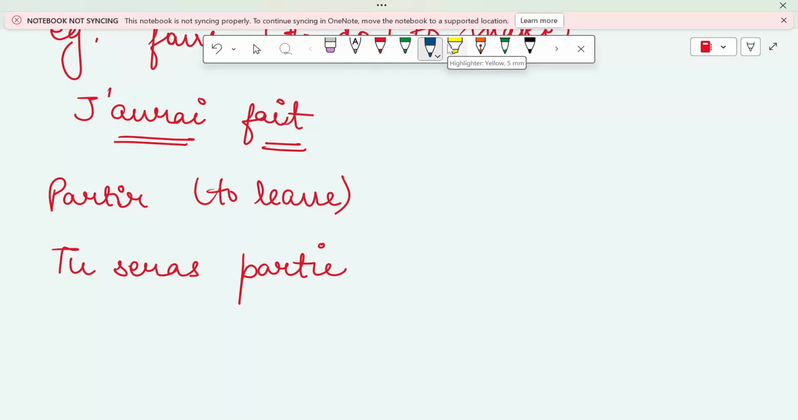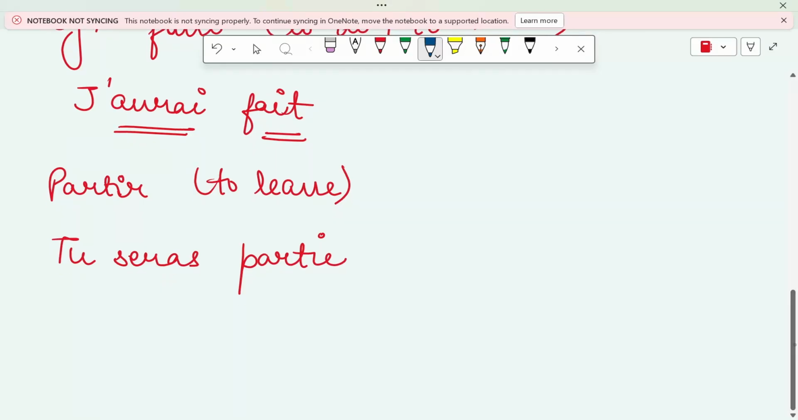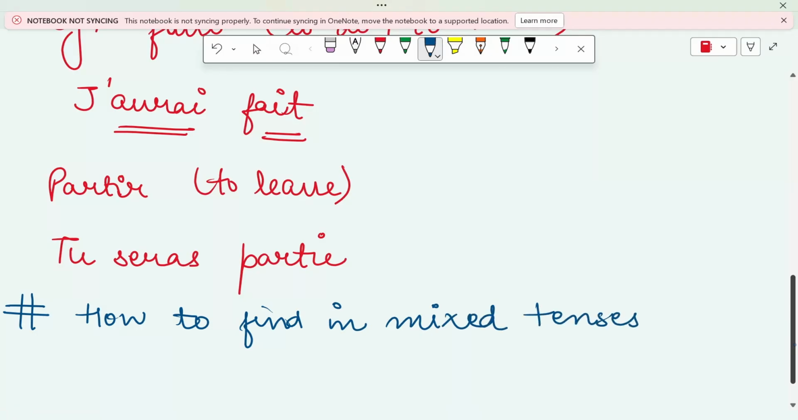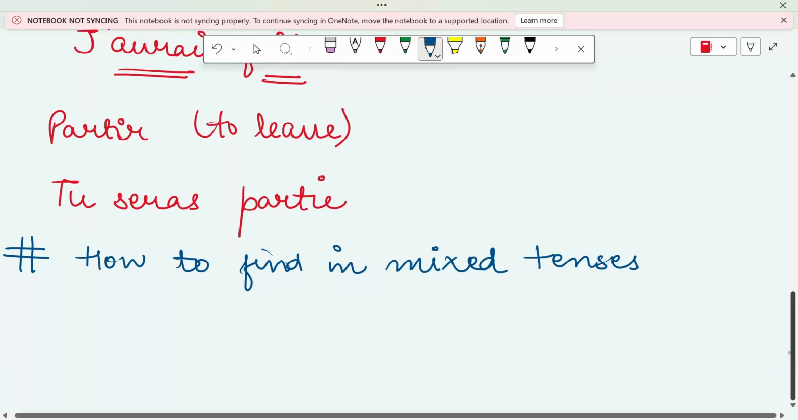So how will you actually identify when to put futur antérieur and when not to? As we said, this is a grouped action. It will lead to another action in our futur simple. So in your sentence, whenever there is a question for futur antérieur, you will always get two actions. One will be of futur antérieur and another of the futur simple. So, how to find it in mixed tenses? Of course, after reading the statement first, you have to make up your mind: either it is in past or future. And once you're clear about the future, then we are supposed to narrow it down.